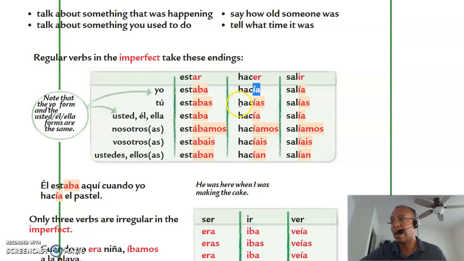Tú hacías. Ías is the ending. Notice that there's always an S involved when you're referring to tú. S. Hacías.